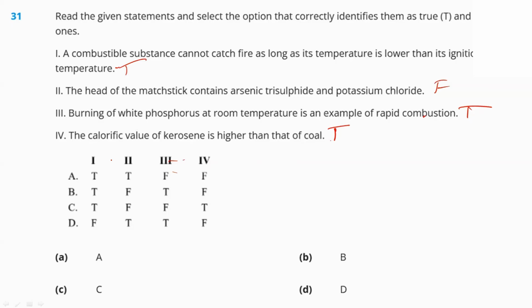Okay. True, false, false and true. I think the burning of white phosphorus at room temperature being rapid combustion is a false statement. Okay, so option number C is the correct one. True, false, false, and true. So C is our right answer.